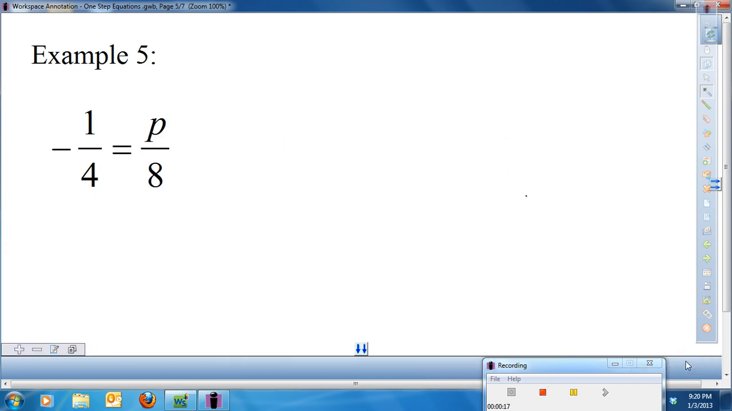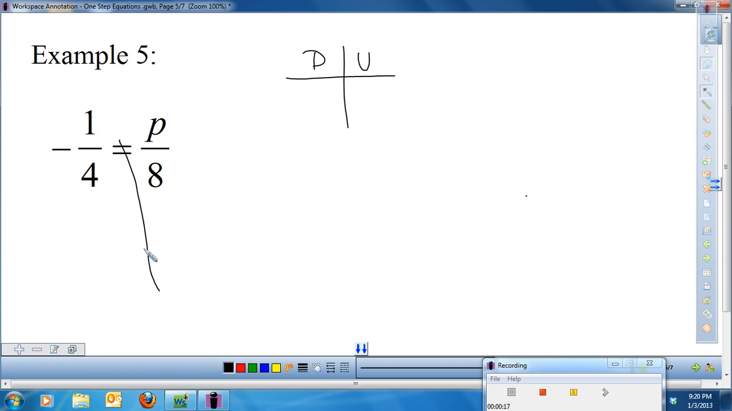Let's do one more example. So I have negative 1/4 equals p over 8. Now, the first thing that we should ask ourselves is what is being done to p? Well, p is being divided by 8. Remember how we undo multiplication or division? To undo division, we're going to use multiplication. So I'm going to times by 8.